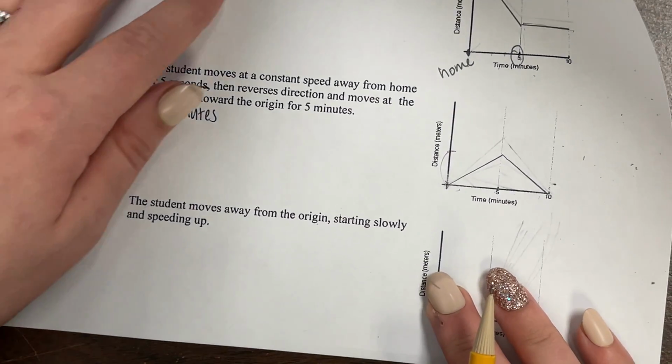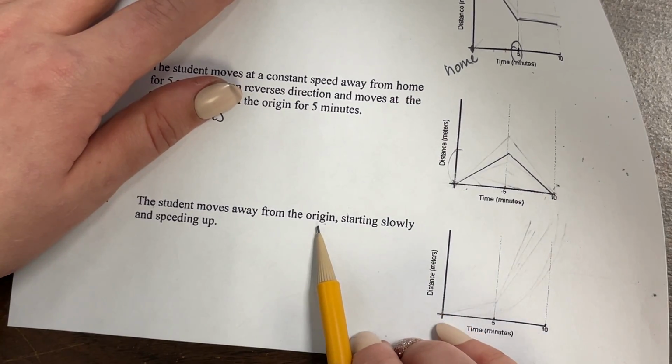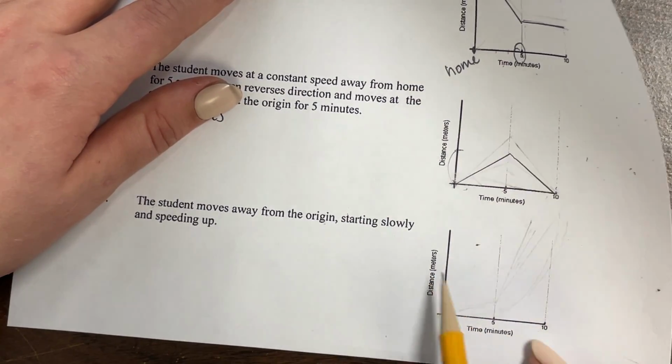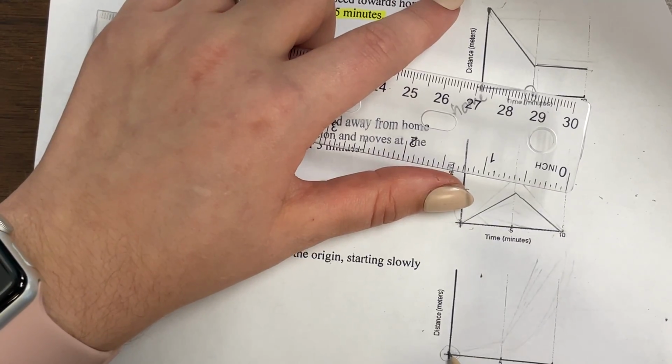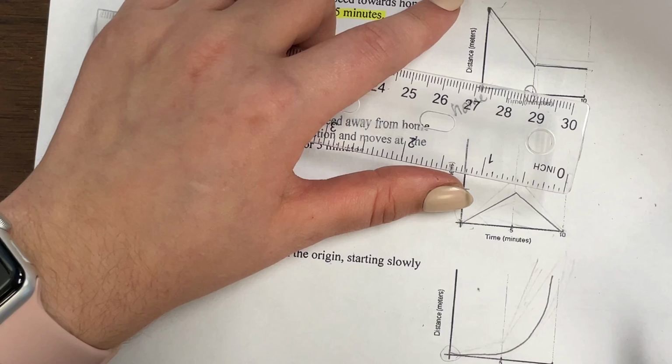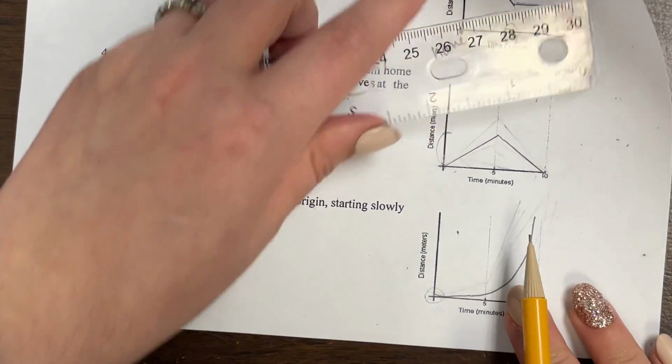All right, and then the student moves away from the origin, starting slowly and speeding up. The origin is right here. You can draw this one of 2 ways. You can draw it going up like this. That is called an exponential function.